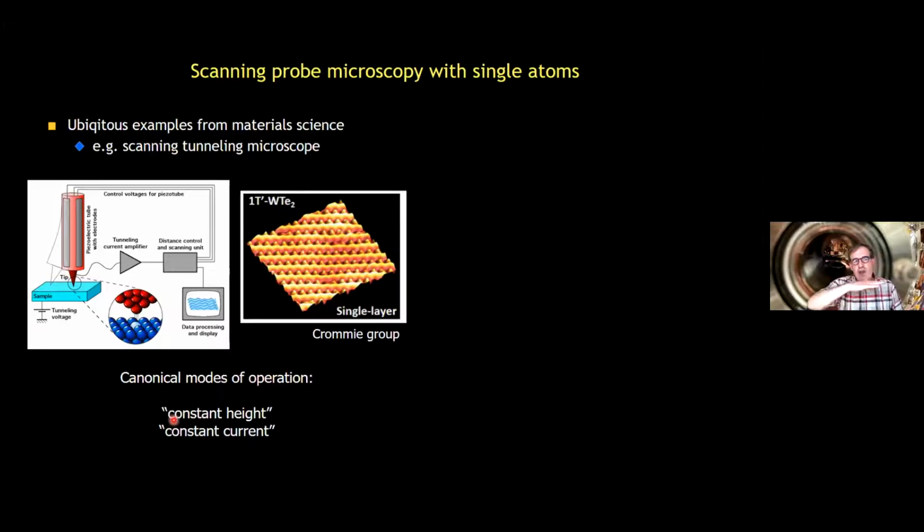One is just to drag the tip across the surface at a constant height and see how much the current varies. And another one is to use feedback to keep the tip so that there's always a constant current running across it. And that turns out to be a measurement, if you will, of the height variations of your sample that you're studying. So we'll come back to that idea in a second.